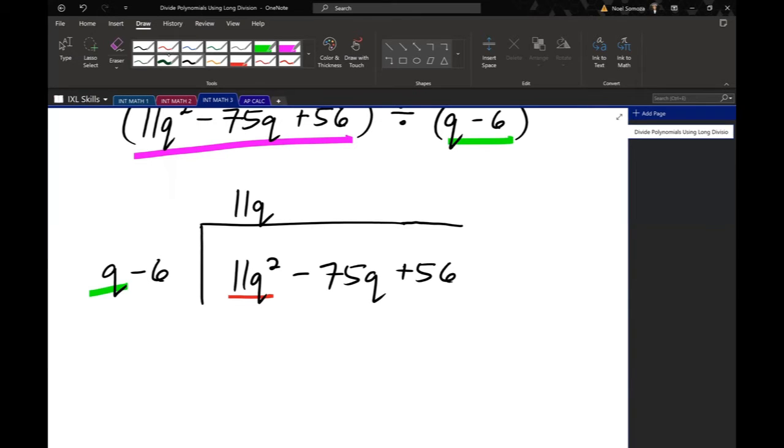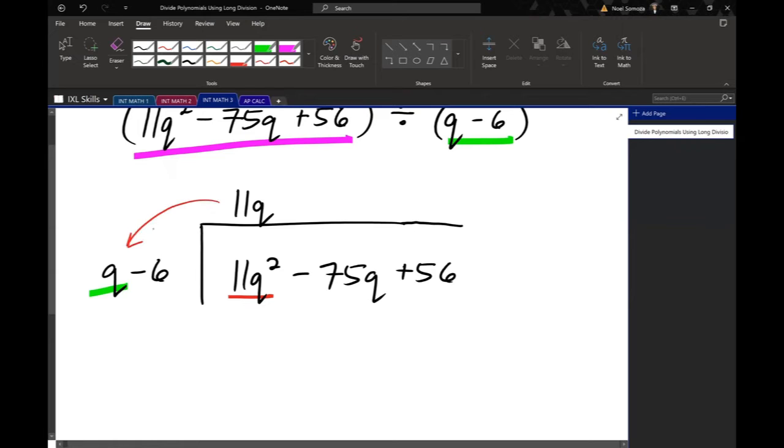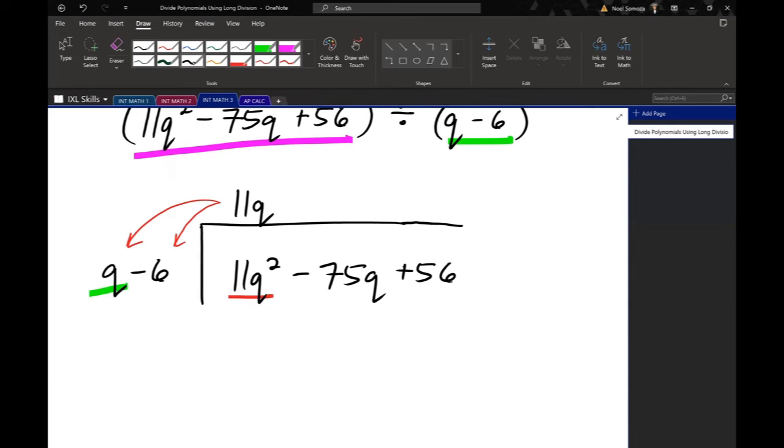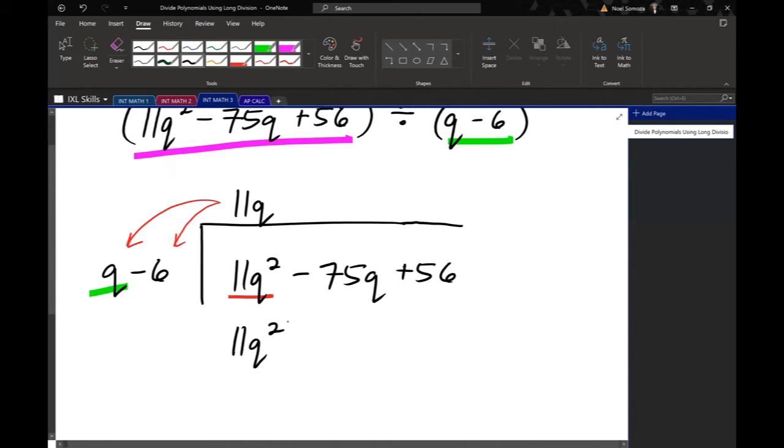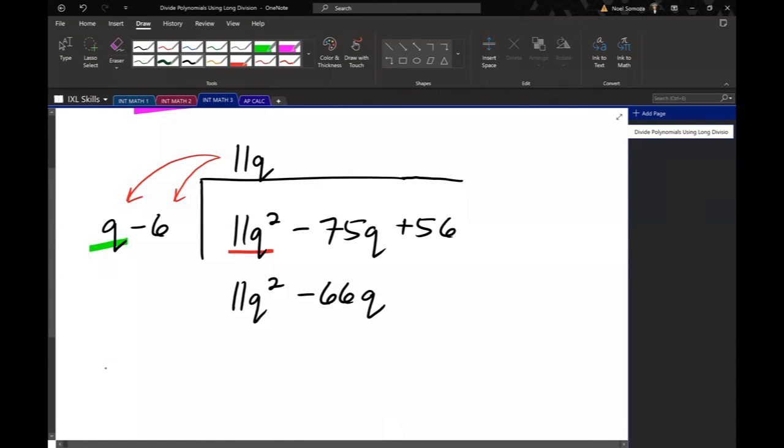Now we apply this distributive process, where we multiply 11q times q and 11q times negative 6. So we arrive at 11q squared, and 11q times negative 6 is negative 66q. Now we're going to subtract this from the original dividend. I like to put everything in parentheses with a minus on the outside. 11q squared minus 11q squared reduces down to 0. Then we have negative 75q minus a negative.